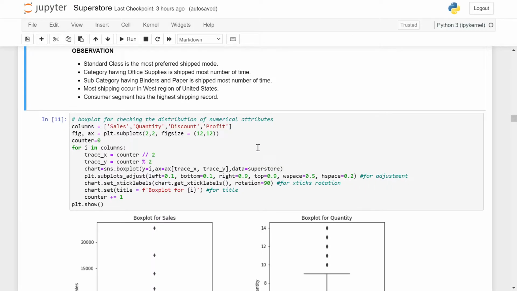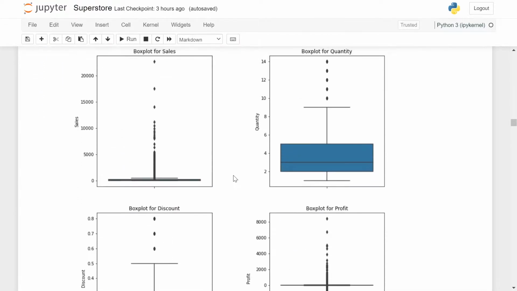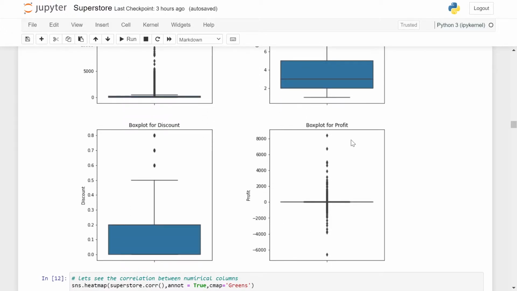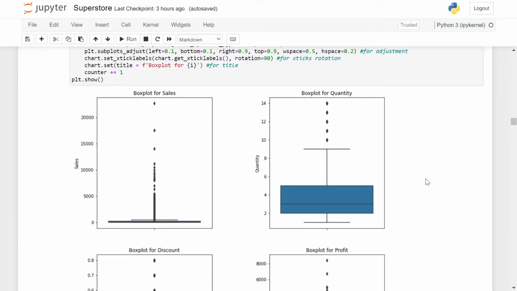Okay. Now for numerical attributes, I plot a box plot to see their distribution. There are a total of four numerical attributes: sales, quantity, discount, and profit. I plot box plots for all those attributes. So this is the plot. There are some high outliers present in sales and in profit also, but here we are only doing the EDA, so that's why I leave them as they are. But for building the model, we have to treat those outliers.